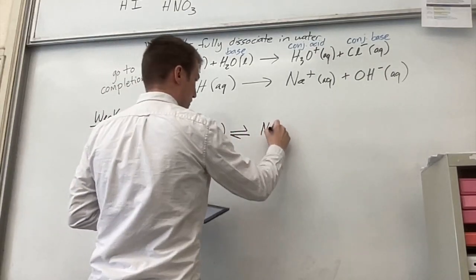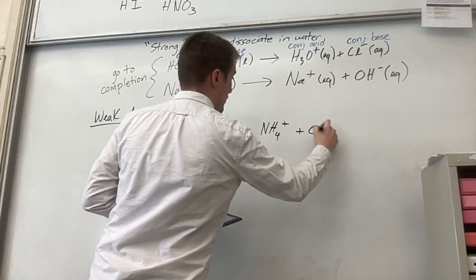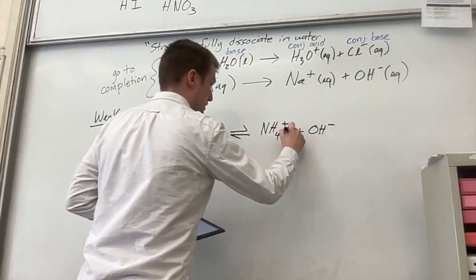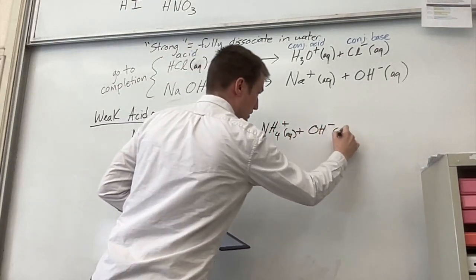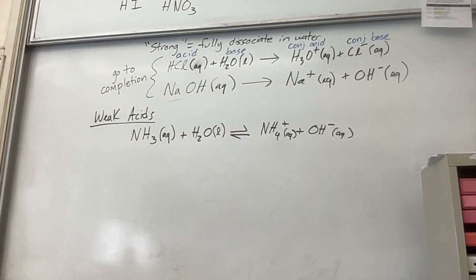That's your NH4 plus and OH minus. Those would both be aqueous. All four of those species are present in solution because it's weak, so it's an equilibrium.